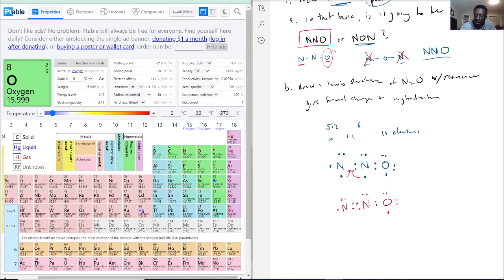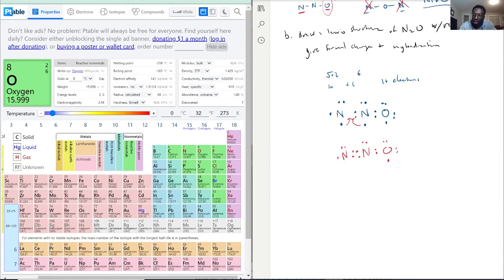Okay, this is what we have so far, but we want to make sure of two things: that the octet rule still holds, and that we actually have the correct amount of electrons here. So there's a few things we could do. We could do a resonance structure where we move this electron pair over to this side. So now this is one of our resonance structures right here.